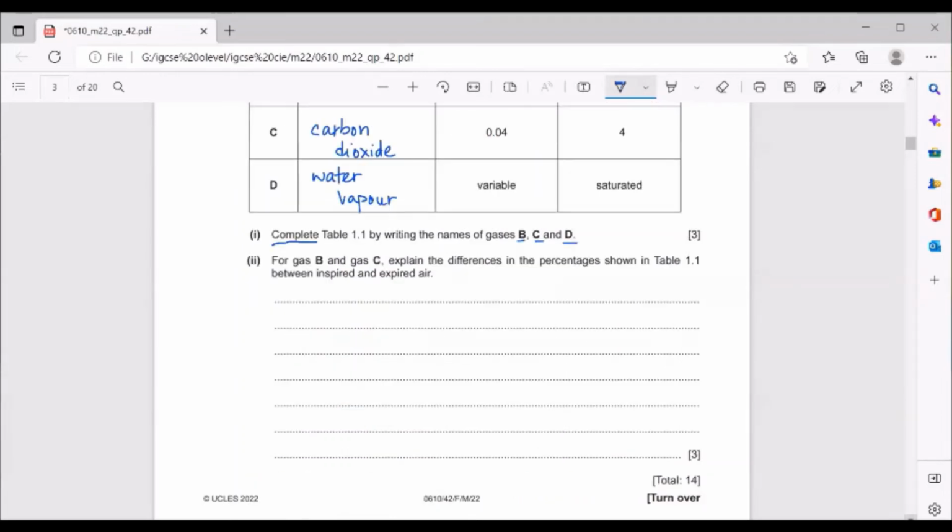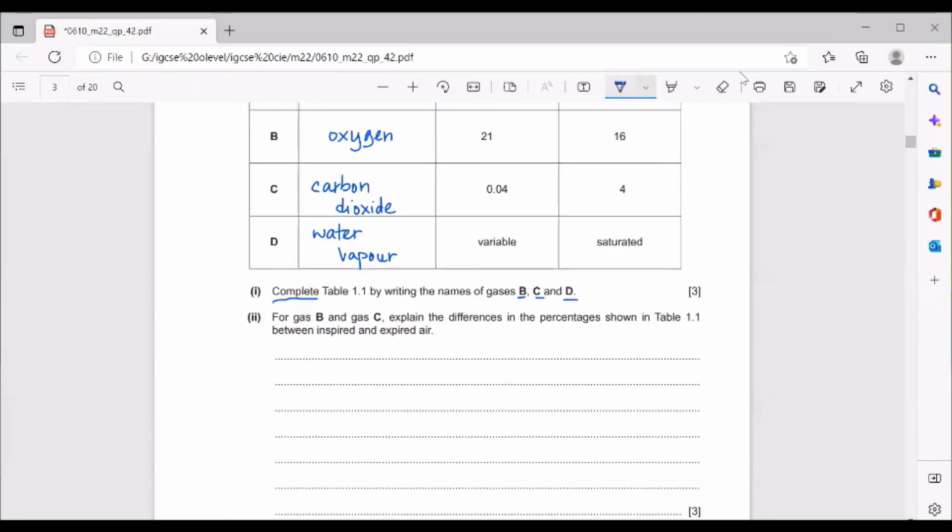Part C2. For gas B, oxygen, and gas C, carbon dioxide, explain the differences in the percentages shown in table 1.1 between inspired and expired air. Let us look at the differences in the percentage of these two types of gases. For gas B, oxygen, the air that we breathe in contains 21% of oxygen, but as we breathe out, the air only contains 16% of oxygen, which means that 5% of oxygen has been absorbed or has been taken into the body.